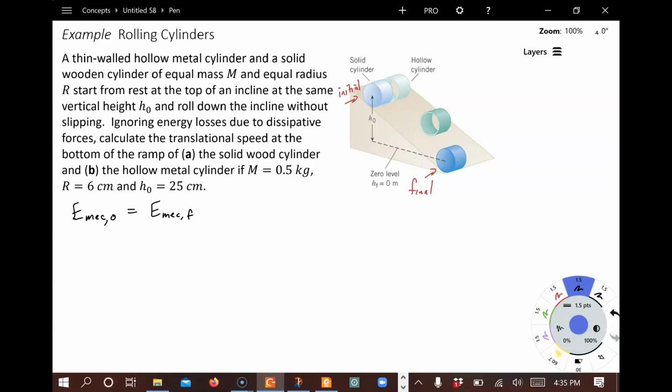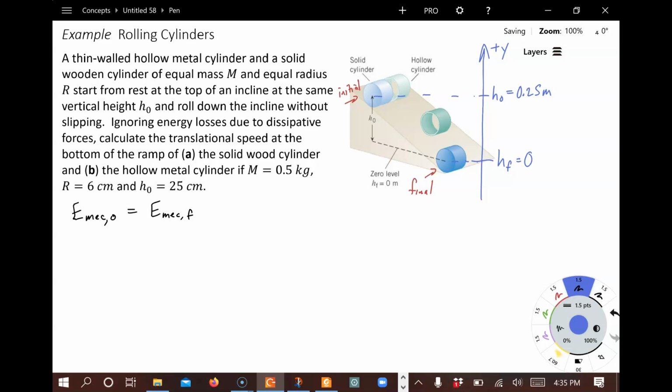Let's draw a little axis here to measure the height, which is involved with potential energy. Down at the bottom, let's call this our reference point: h final at the bottom is equal to 0. And over here at the top, we're measuring from the center of these things, h initial, we're told 25 centimeters. Let me convert that to SI units, meters.